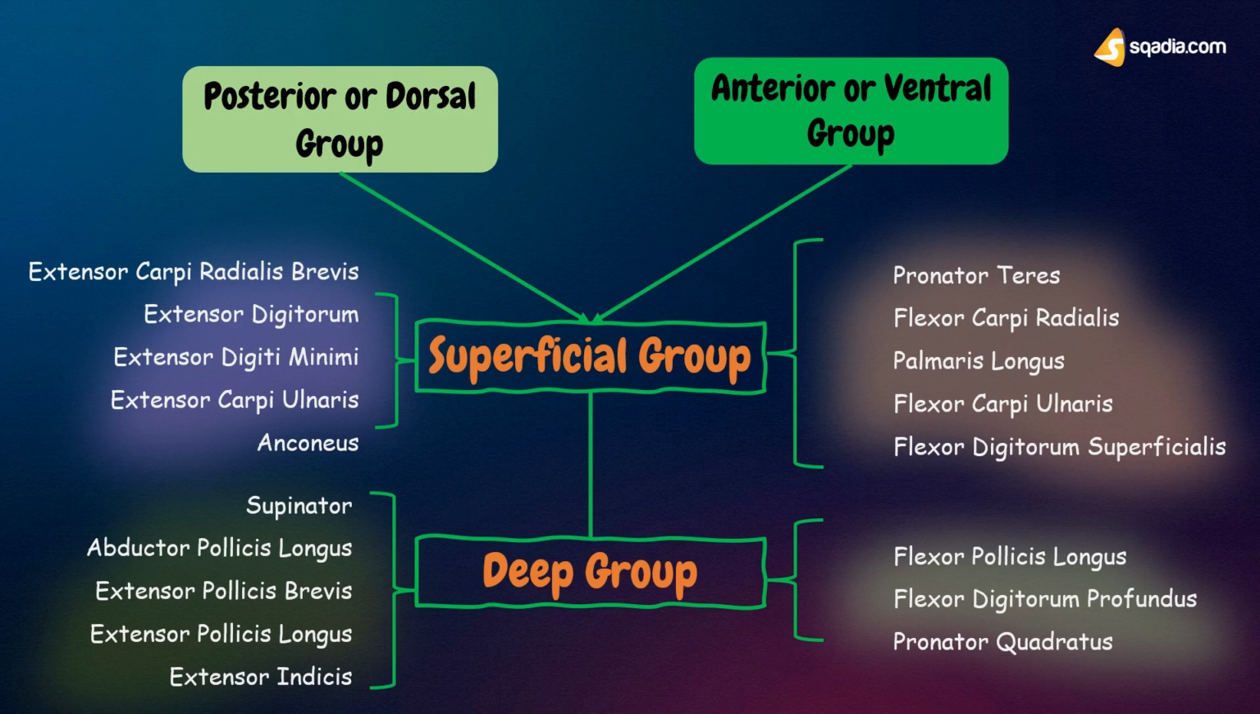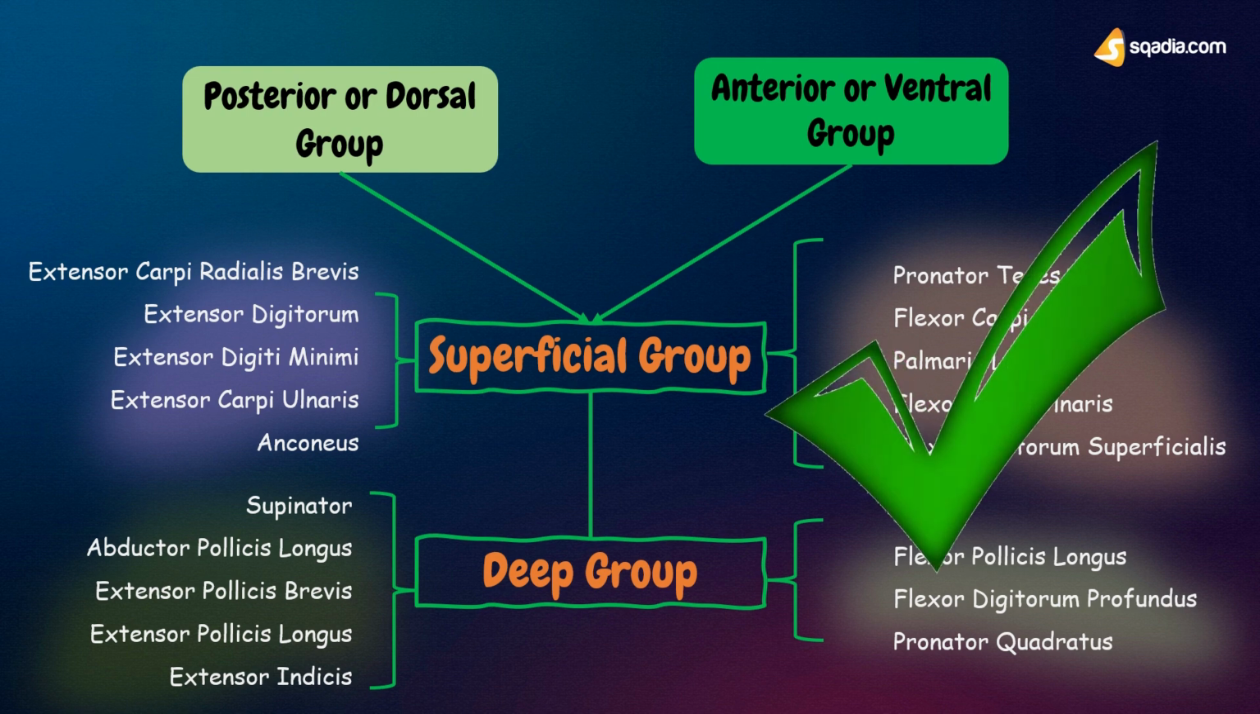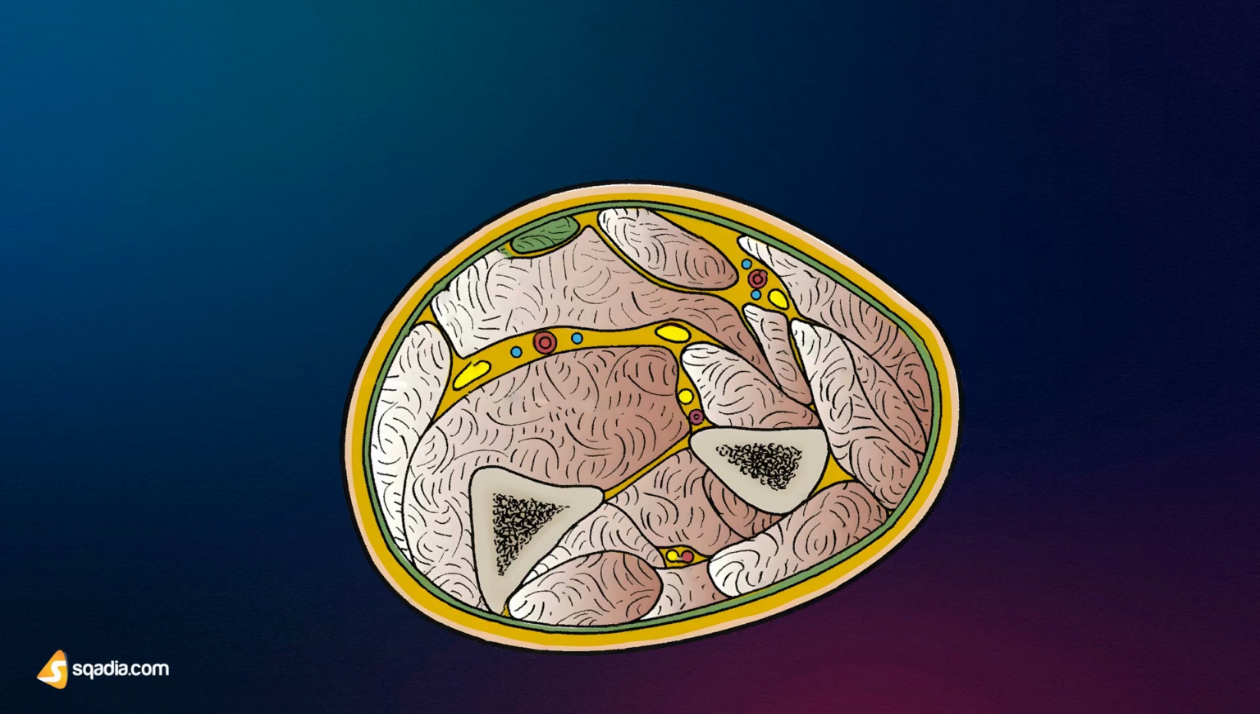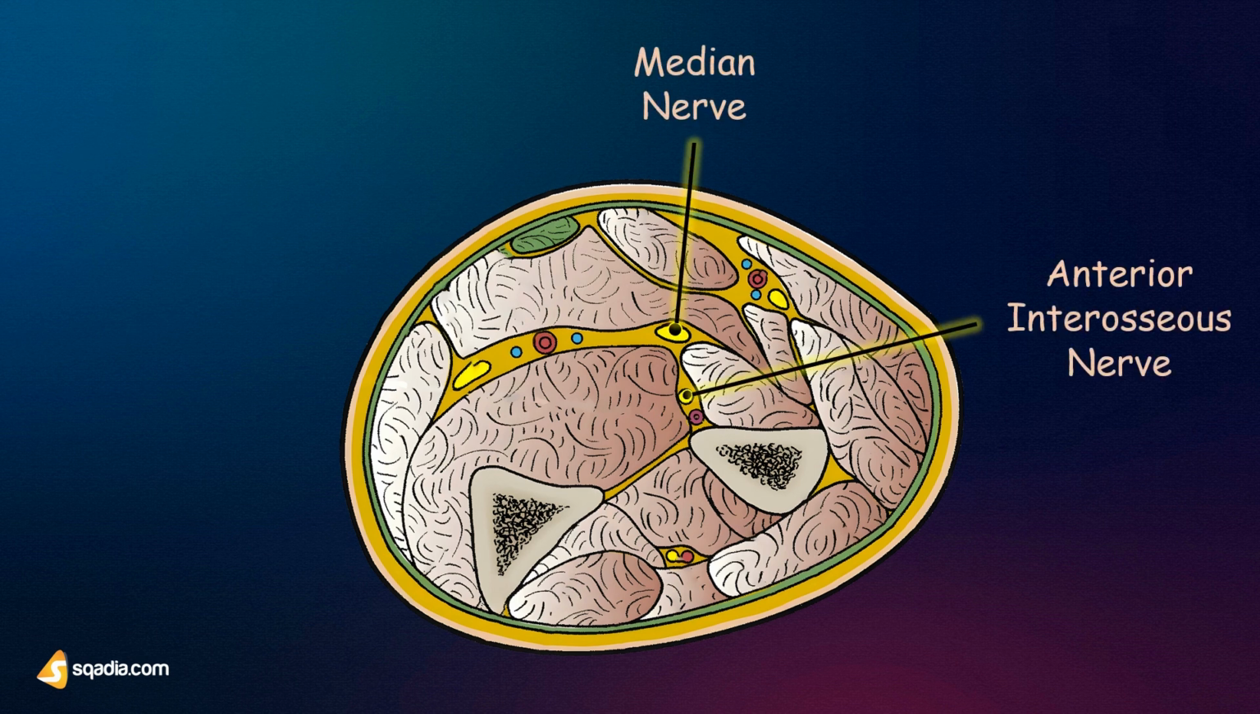Now that we have gone through the muscles of the anterior compartment, it will be easier to understand the course of nerves and arteries in the front of the forearm. In the anterior compartment of the forearm, we see 3 nerves and their branches along with 2 arteries and their branches. The 3 nerves are named median nerve, the anterior interosseous nerve, and ulnar nerve.